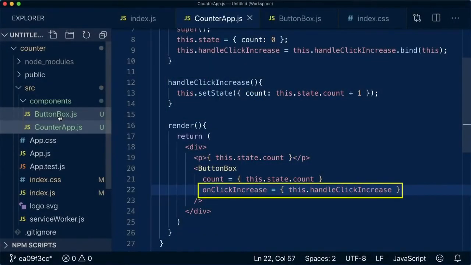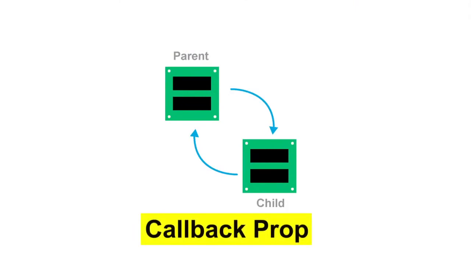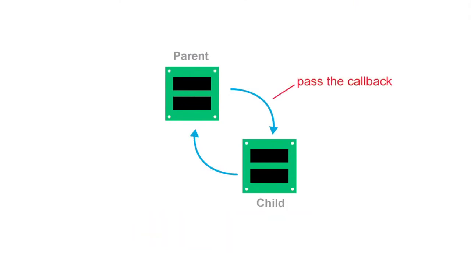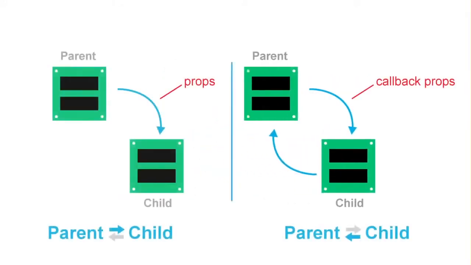A callback function as a prop is called a callback prop. It's basically a callback function passed from the parent component to its child component as a prop, and the child component can call this function as a way to talk back to the parent component. Regular props and callback props are the two-way communication between a parent component and its child component.